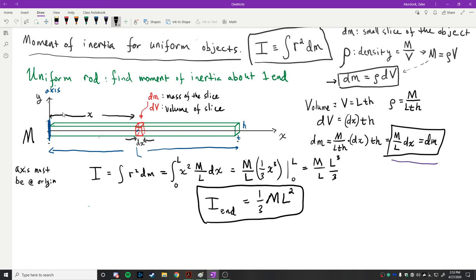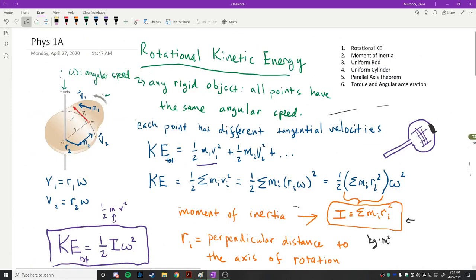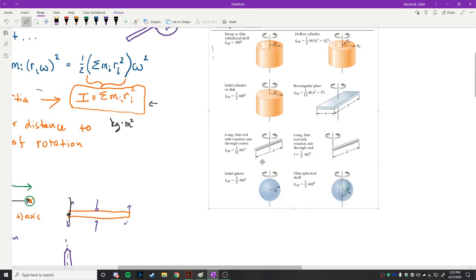This is the type of integration technique that you're going to have to be using to solve for moment of inertia. Let's go back and look at the table and see if we got it right. I know we got it right because I've obviously done this a bunch of times, but... Where did it go? All right, we'll just go right here.